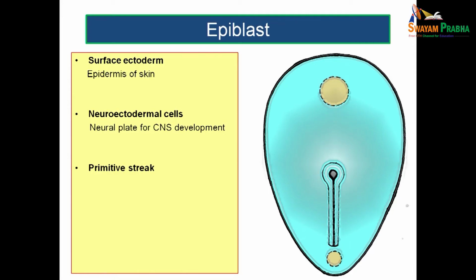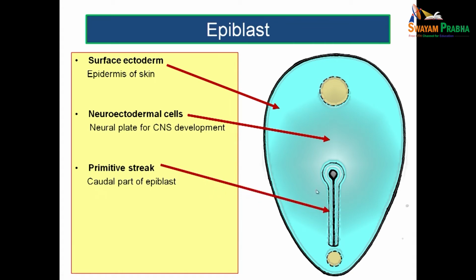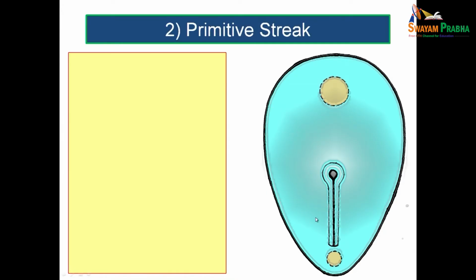And finally, towards the caudal end, you can see a primitive streak being formed. The primitive streak is seen at the caudal part of the epiblast. So, this is the surface ectoderm, this is the neuroectoderm. Neuroectoderm is seen towards the midline, surface ectoderm is seen towards the periphery, and you have the primitive streak, which is part of the epiblast seen at the caudal part of the pear-shaped embryonic disc. Now, let us see how the primitive streak is formed and what is the fate of the primitive streak.